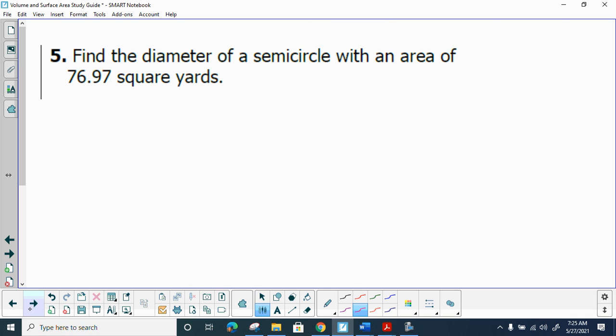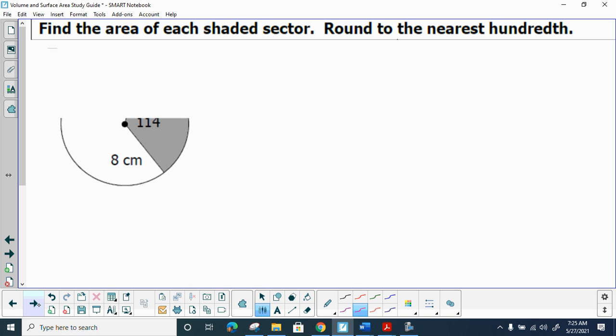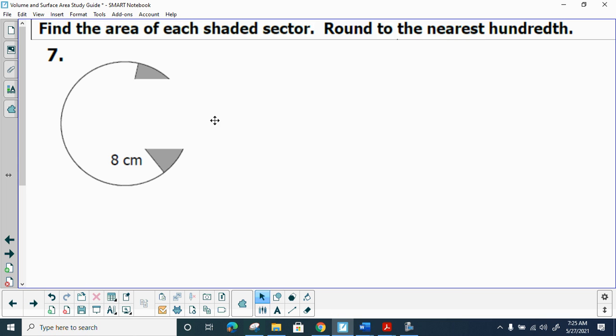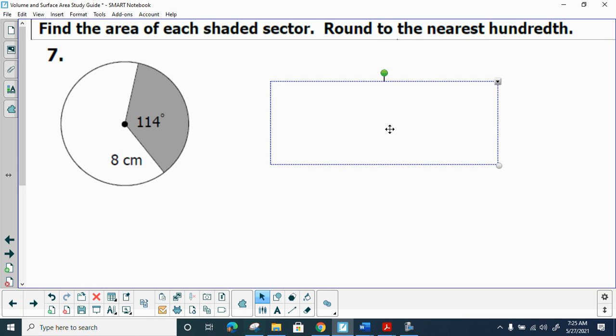We're going to skip 5 and 6 for right now. We're going to go to number 7. Not sure where that came from, but there we go.